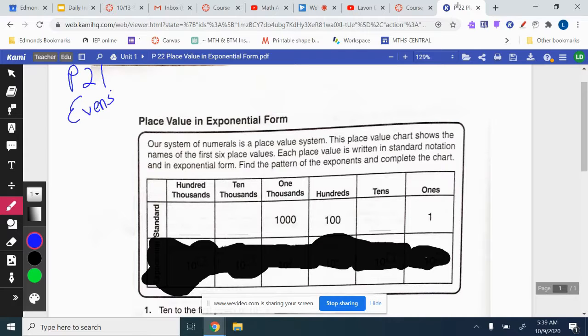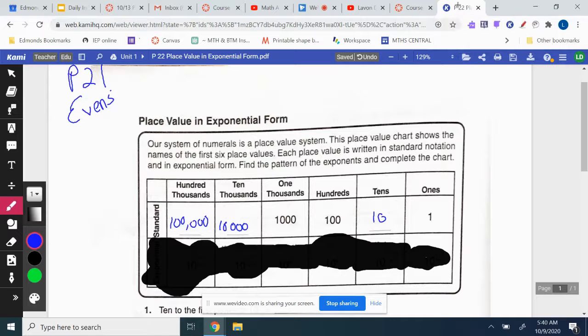So if I have the ones column, I have the tens column, I have the hundreds, the thousands, the 10,000s, and then the 100,000s. So now we're going to see what this looks like when we start using exponents. Now, tens are really, really awesome numbers, and we can multiply 10.